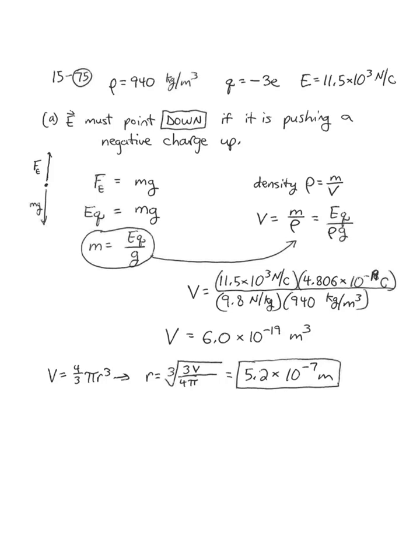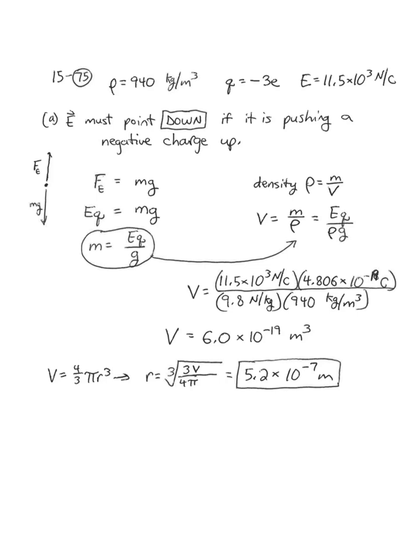Number 75. In a Millikan oil drop experiment, using oil with a density of 940 kilograms per meter cubed, a droplet with a charge of negative 3e is just balanced against gravity in an electric field of 11.5 kilonewtons per coulomb. What is the direction of the electric field? What is the size of the spherical droplet?